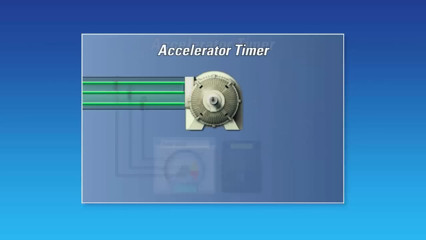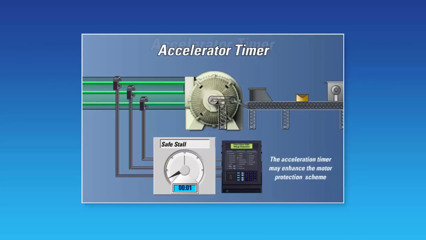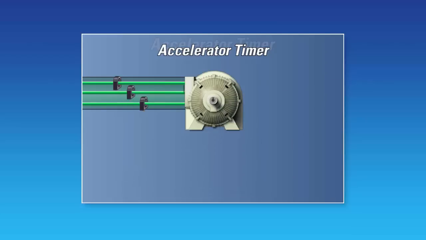Accelerator timer. The relay's thermal model is designed to protect the motor under both starting and overload conditions. The acceleration timer may enhance the motor protection scheme. For example, a given motor should always complete a start within 2 seconds. If the safe stall time is 8 seconds and a failure occurred such that the motor was held in a stall condition, the motor would normally remain at stall for a total of 8 seconds before the thermal model would generate a trip. The accelerator timer could be configured to generate a trip if the motor remained at stall for more than 3 seconds, thereby reducing the stress on both the motor and driven equipment.